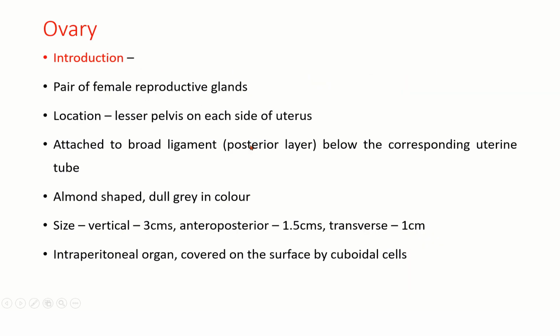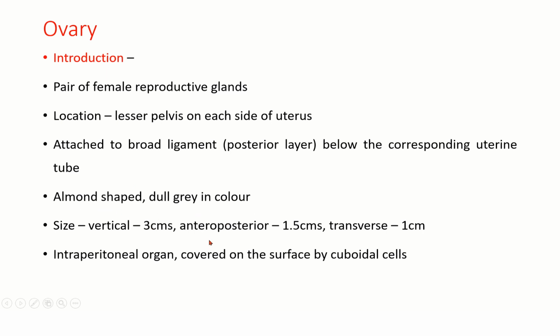So ovary, these are a pair of female reproductive glands. They are located in lesser pelvis on each side of uterus below the pelvic brim. They are attached to broad ligament, especially the posterior layer of broad ligament below the corresponding uterine tube. They are almond shaped and dull green color.